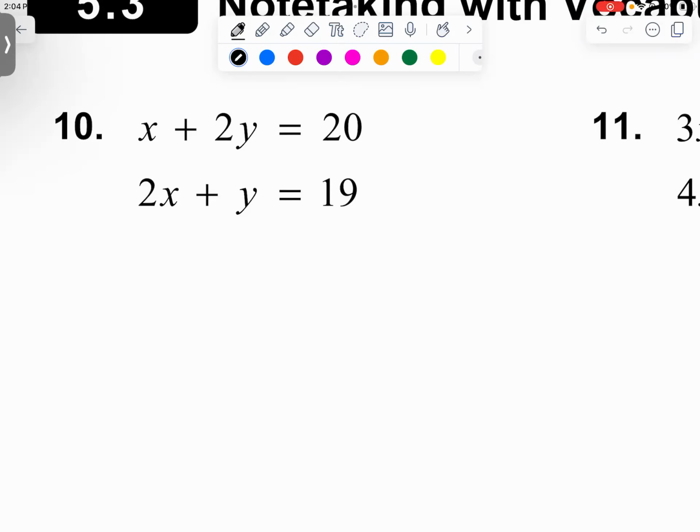Okay. Now, do we right now have a pair of variables that have opposite coefficients? We do not, which means we need to force it to happen. So we get to be in control. We get to choose, do we want to make the x's or the y's opposite? In this case, I don't think it's gonna matter. I think it's the y.